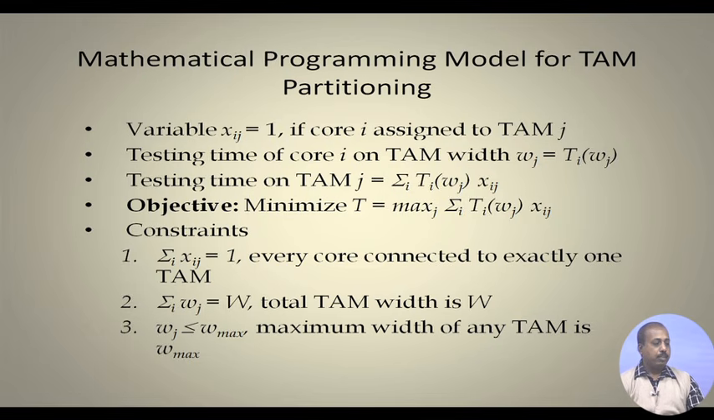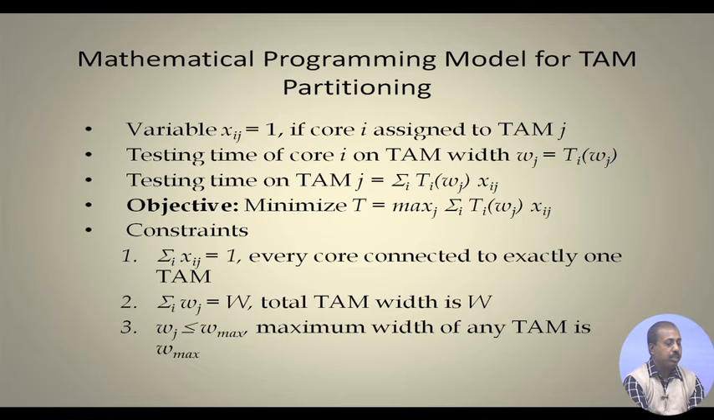For that we have some decision variables xij. This decision variable xij is equal to 1 if core i is assigned to TAM j. If I have n cores and m TAMs, then there will be n into m number of xij variables. Once I say that it is assigned to TAM j, it is assumed that TAM j's width is known. So, it is basically a formulation for the PAW problem, where the TAM widths are known and the core assignment is not done.